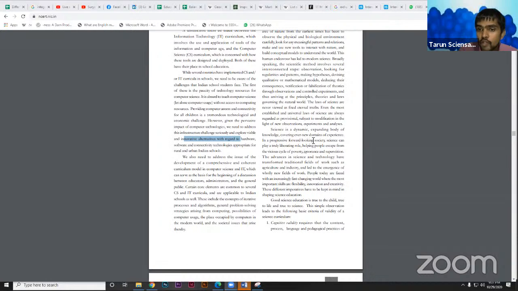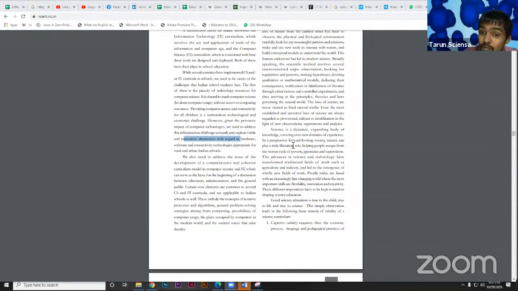In a progressive, forward-looking society, science can play a truly liberating role, helping people escape from the vicious cycle of poverty, ignorance, and superstition.